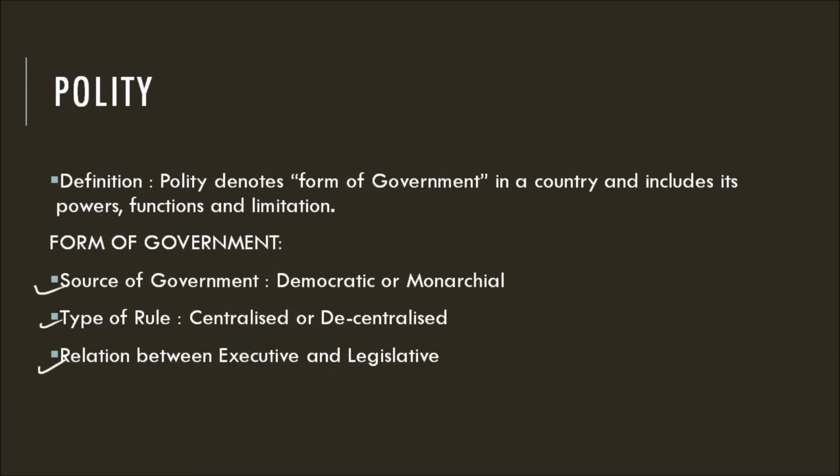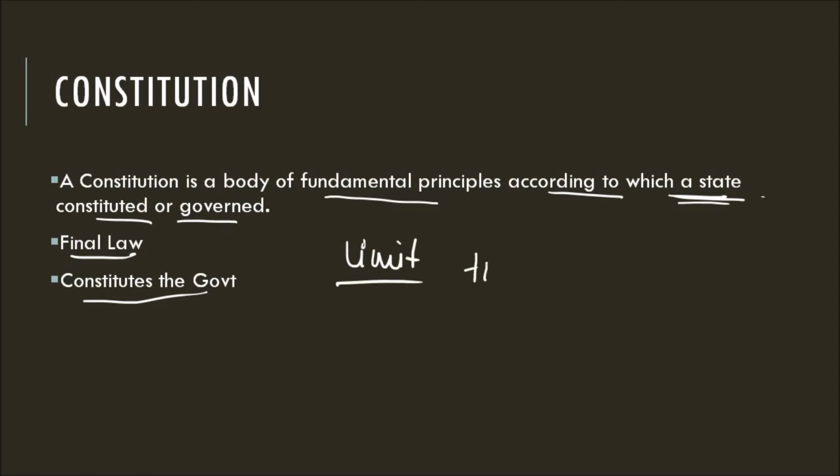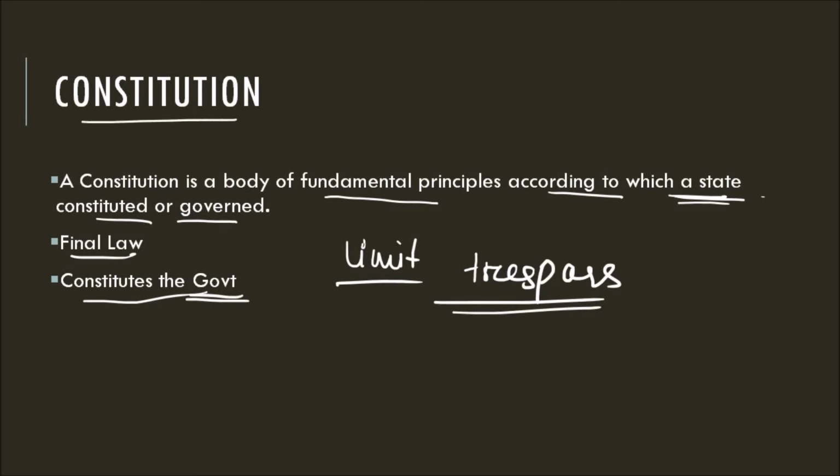Now let's move to the definition of constitution. A constitution is a body of fundamental principles according to which a state is constituted or governed. Here, a state means the entire country. The constitution is also called the final law, and it is the authority that constitutes the government. That means it sets limits on what government can impose on citizens, and these limits are fundamental. That means that the government can never trespass these limits. If by chance the government introduces any law that is against the constitution, it won't be executed.